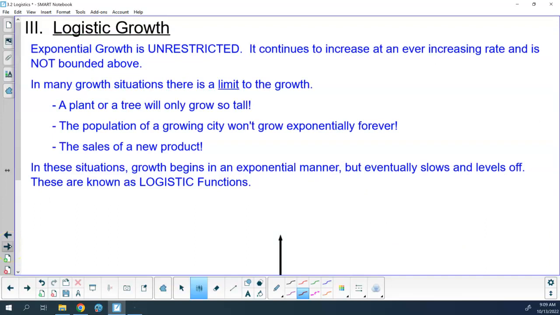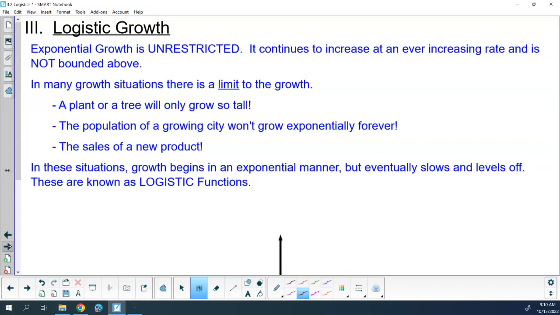So today we are going to talk about what, for most of you, is probably a brand new function. Has anybody ever heard of a logistic function? Okay, so it's a brand new style of function. A logistic function has some similar properties to an exponential function, but not everything can be modeled with an exponential function.